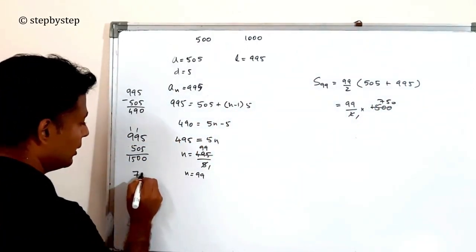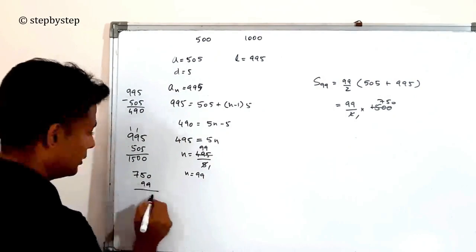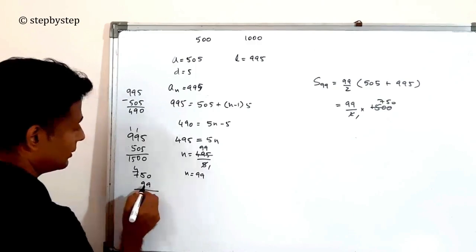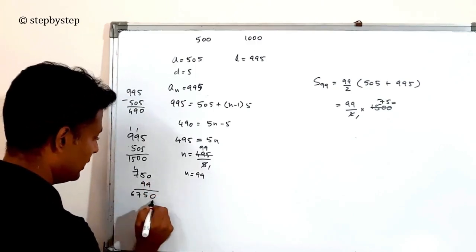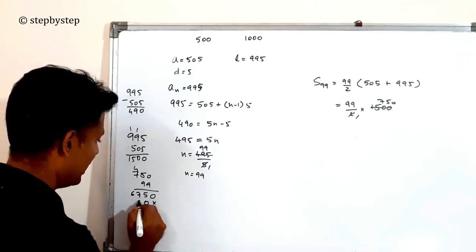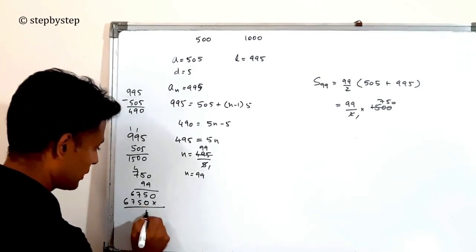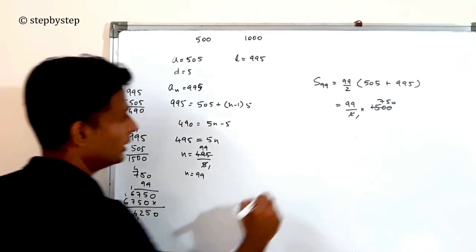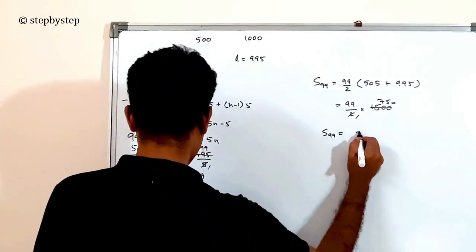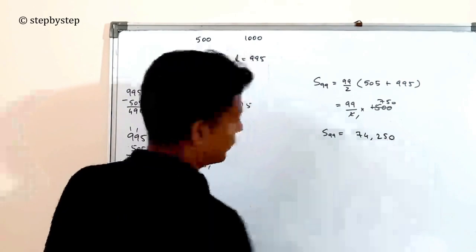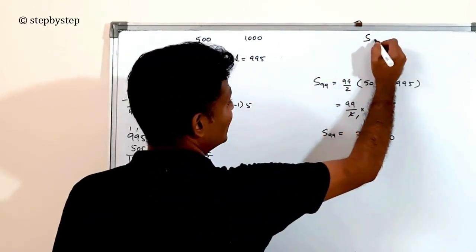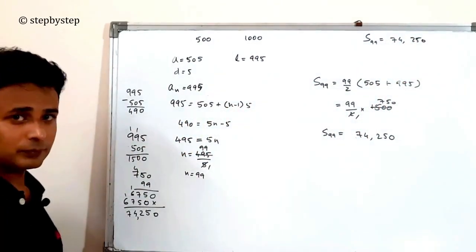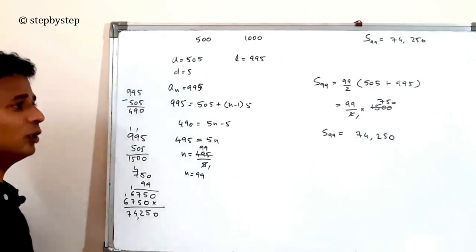Now 750 into 99. So 9 5s are 45, 9 7s are 63 plus 4, 67. So this will again be 74,250. So S of 99 equal to 74,250. So what is the sum of all numbers divisible by 5? It is 74,250.